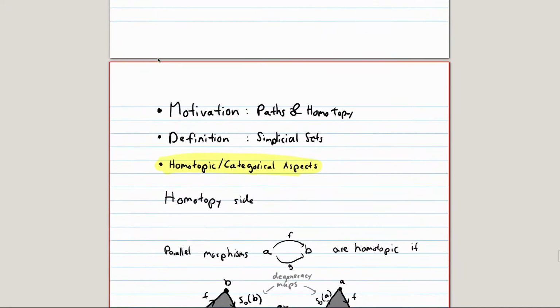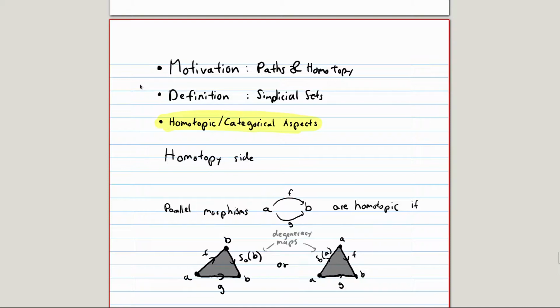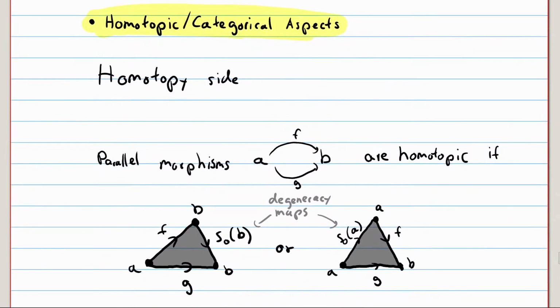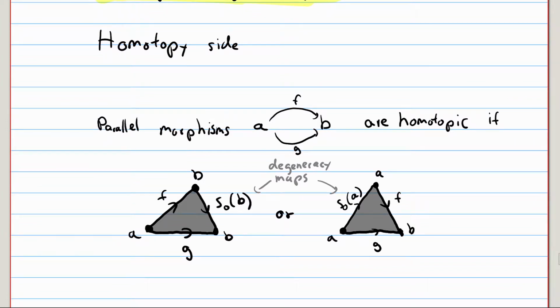So now we can go into the nice things about quasi-categories, what makes them so interesting. And the thing is that we can use them to do both homotopy theory and category theory. So first, let's talk about the homotopy. If you are given parallel morphisms, then we can say that they're homotopic if there exists some 2-simplex of this shape. Note that here we've got the degeneracy maps, which, given a single object B, give us this morphism from B to itself.